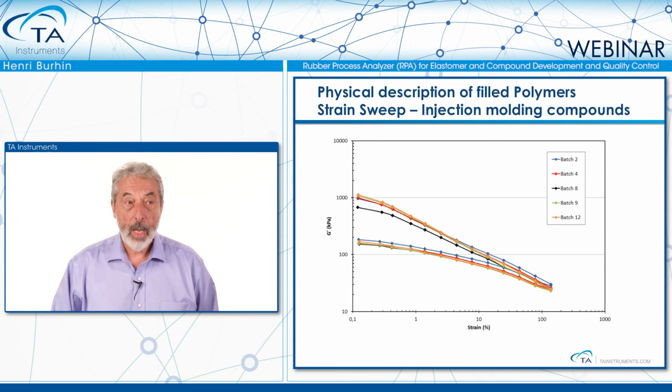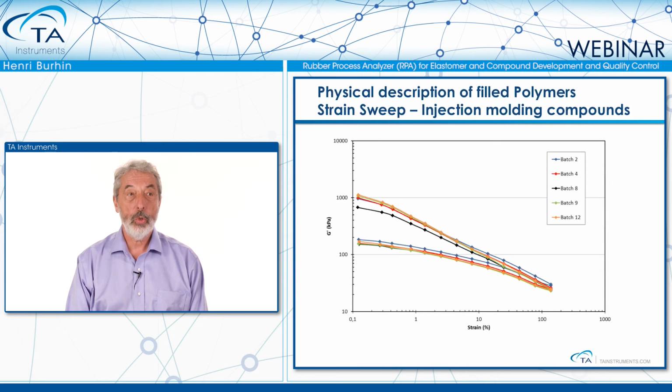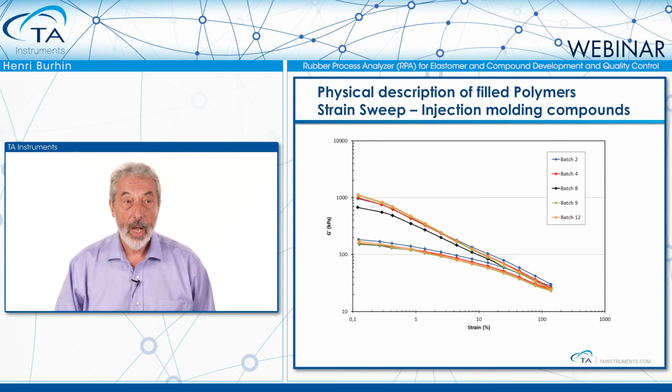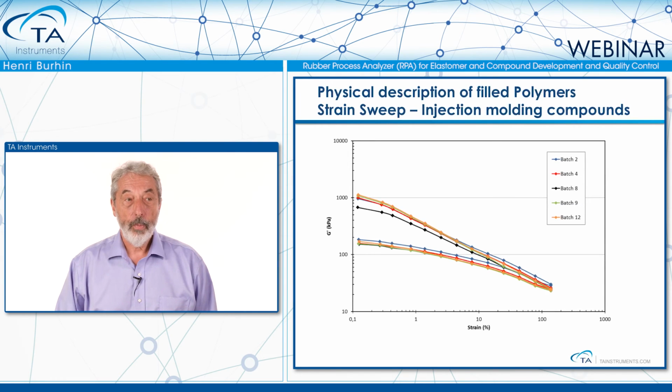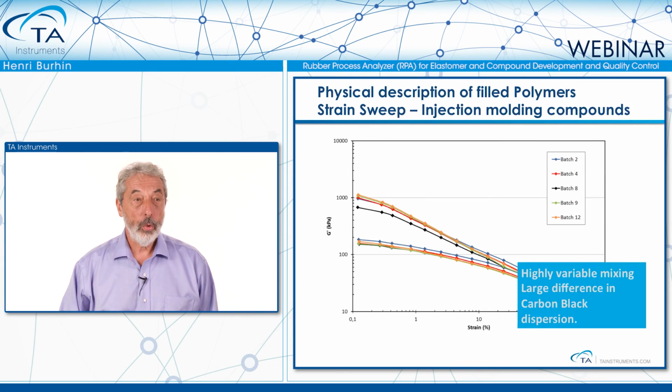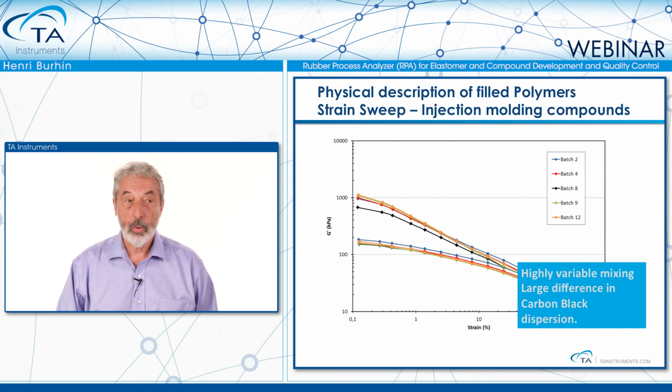Now, this is another example where we can see a difference in carbon black dispersion or filler dispersion. This is for an injection molding compound. We have a few batches and we can see that there are very large differences in the strain sweep. I just want to emphasize that this is a log scale, so the difference is really very, very large. The conclusion of the test is that there are highly variable mixing conditions with large differences in carbon black dispersion. That has highlighted the problem in production.